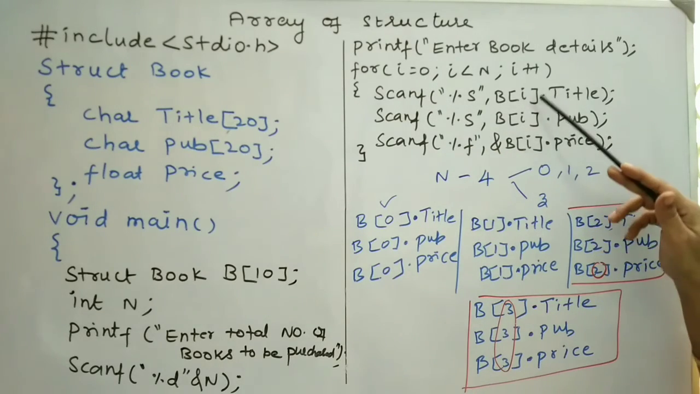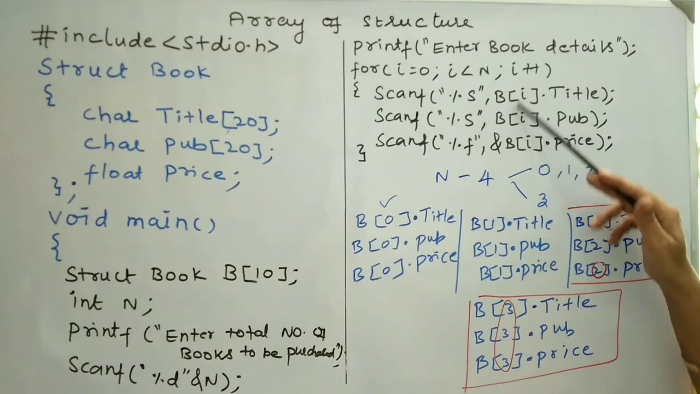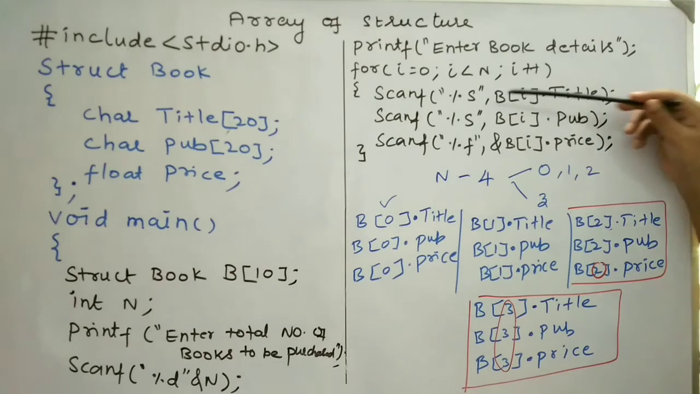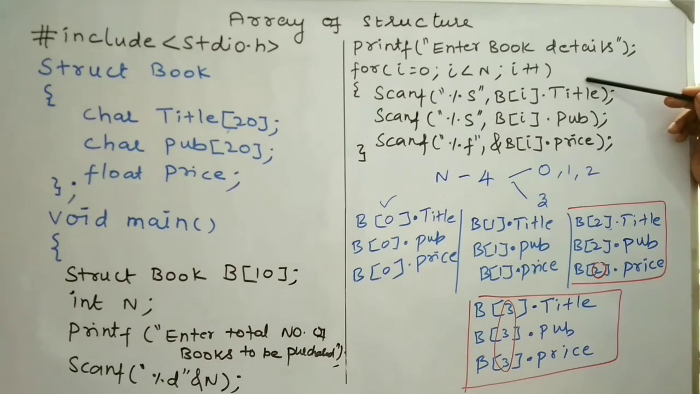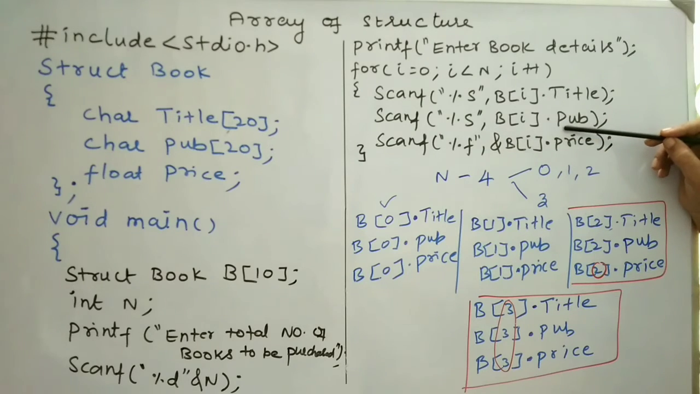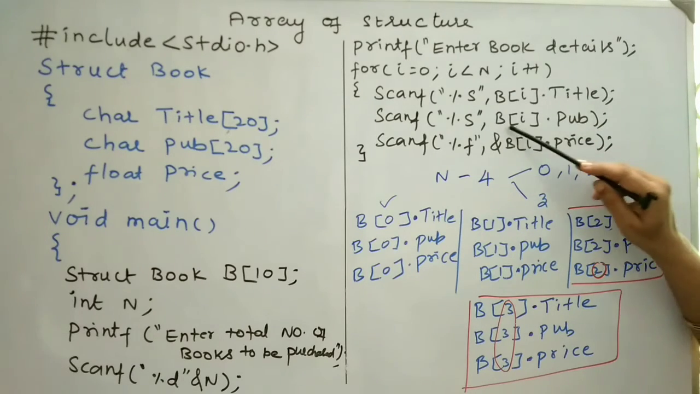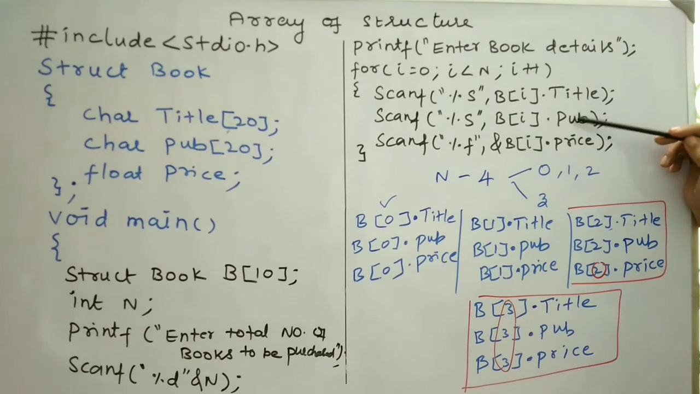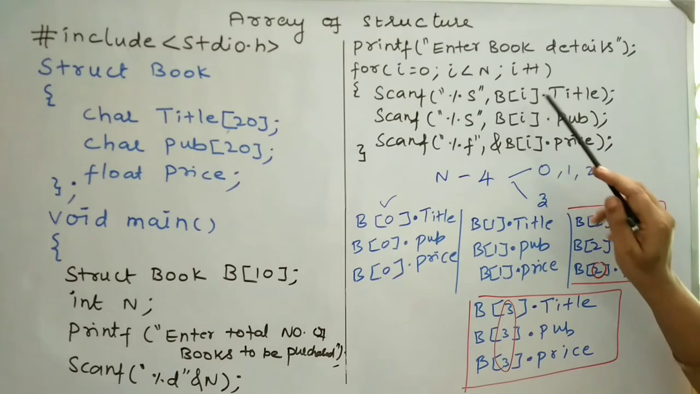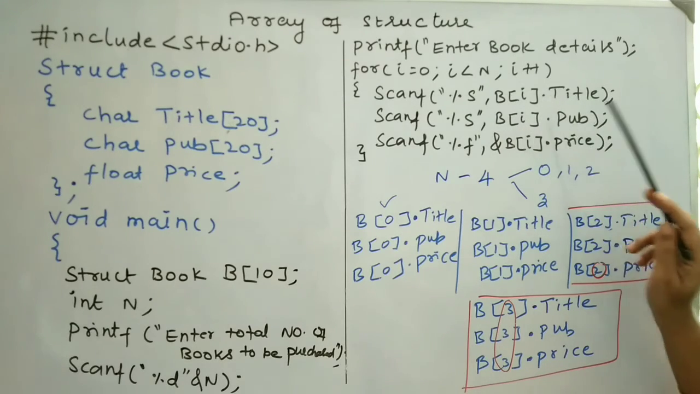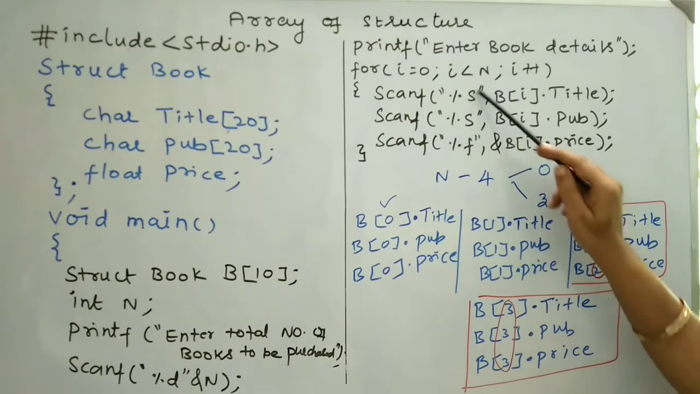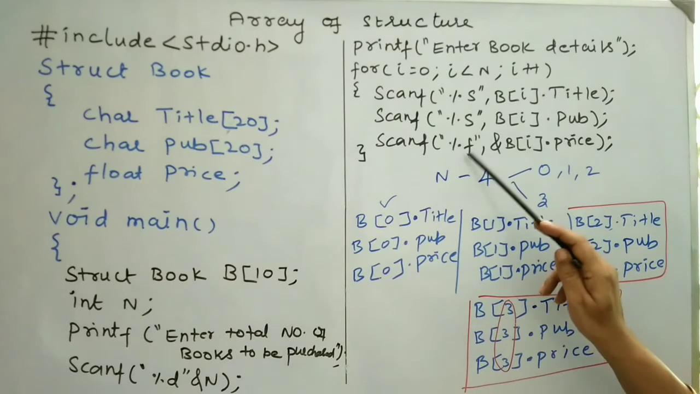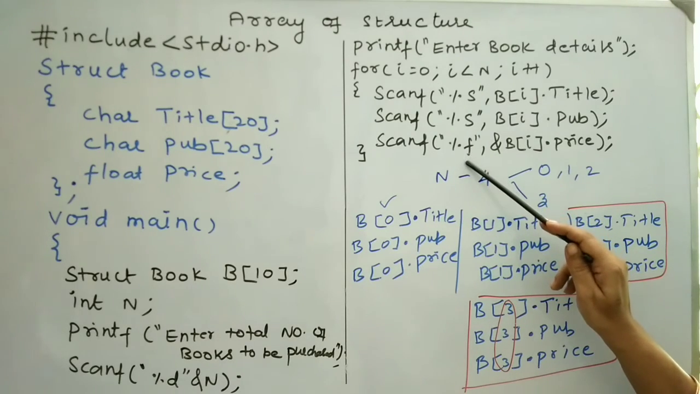So this scanf statement will get the details of the first book in index position 0, that is when I is equal to 0. The first scanf statement will get the title of the book. The second scanf statement will get the publisher detail of the book, that is b of 0 dot publisher. This dot operator is used to access the data member of this structure variable. Since both title and publisher are string variables, I have used the control string %s. The third data member, price, is a float variable, so I have used the control string %f.